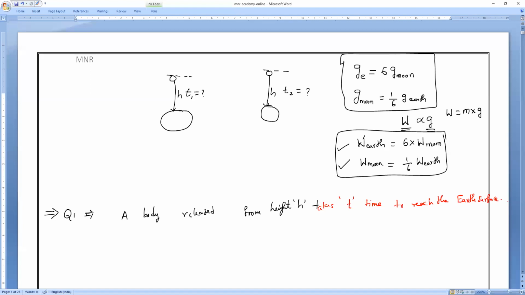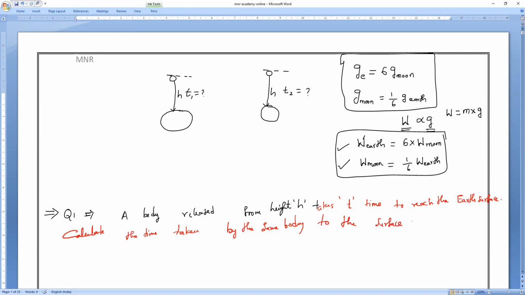So calculate the time taken by the same body to reach the surface of the Moon.